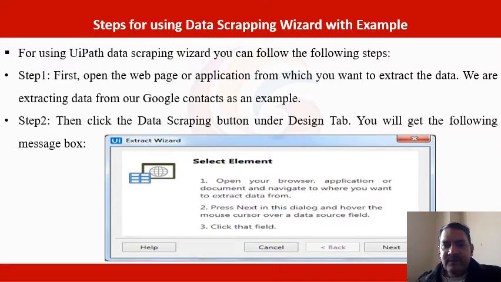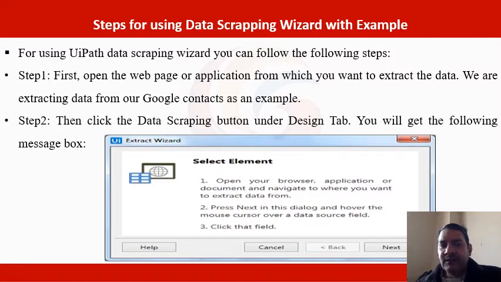In the second step, click the data scraping button under the design tab. In previous slides we have already seen where the design tab is. Under the design tab there will be two icons: one is screen scraping and the second one is data scraping, but now we are discussing data scraping. So you will click on the data scraping button under the design tab.